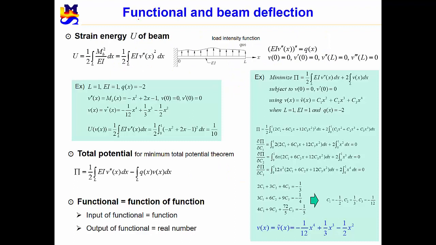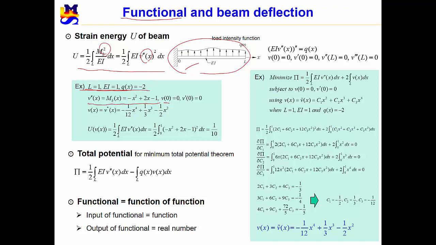First, we are going to study functional with a boundary value problem of a cantilever beam. In solid mechanics, strain energy is defined by this equation in terms of bending moment or deflection curve. For example, assuming length L equals 1, flexural rigidity EI equals 1, and load intensity function q(x) equals -2 for this cantilever beam, we can obtain v''(x) = M(x) = -x² + 2x - 1.